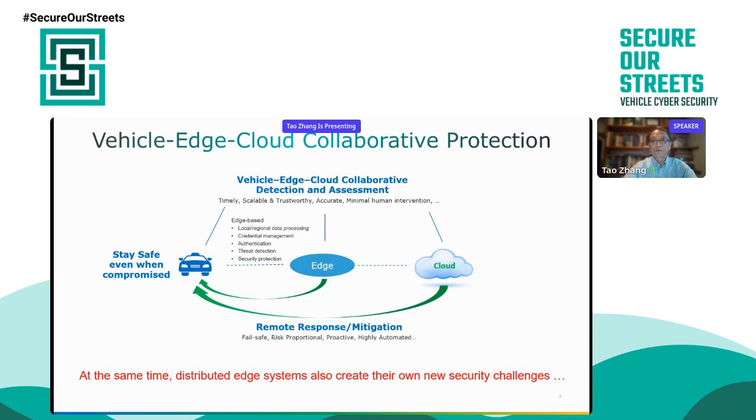At the same time, you realize that distributed edge systems can also create their own new security challenges. Depending on how you deploy and design them, there can be a large number of them, and they have limited computing resources. And so you need to be able to secure them. So it's sort of a double-edged sword.